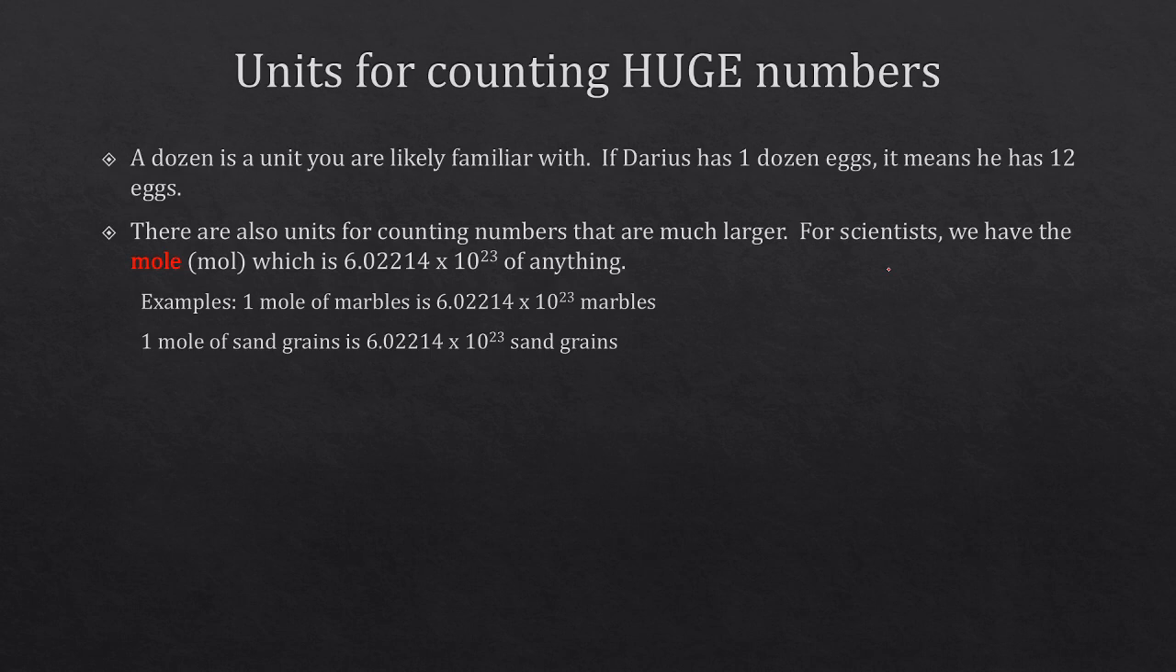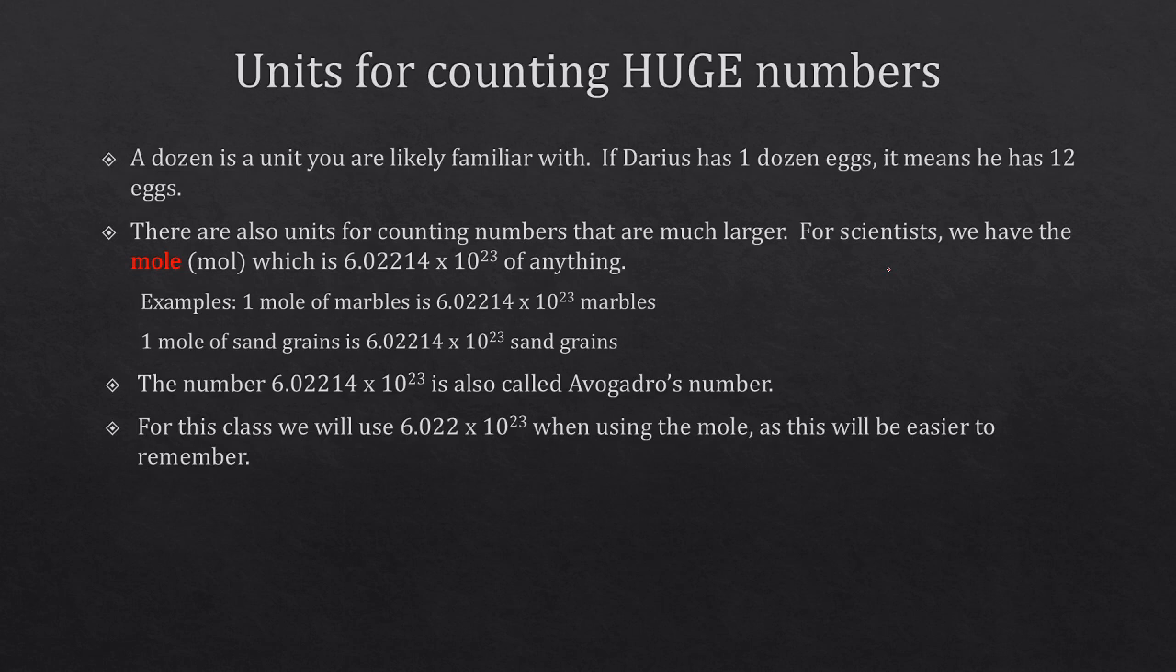A mole of sand grains is 6.02214 times 10 to the 23rd sand grains. As we know from the beginning of the chapter, there aren't even that many sand grains on Earth, even as tiny as a sand grain is. So we also call this number Avogadro's number. So I mentioned that in case you see that reference somewhere. It has to do with the discovery of the relationship that led to this number being useful.